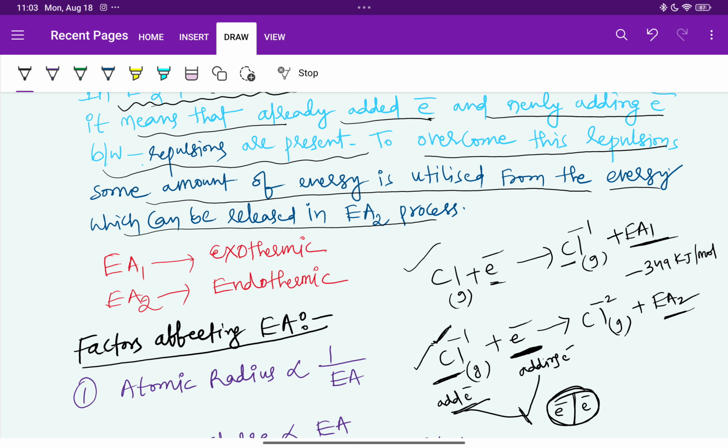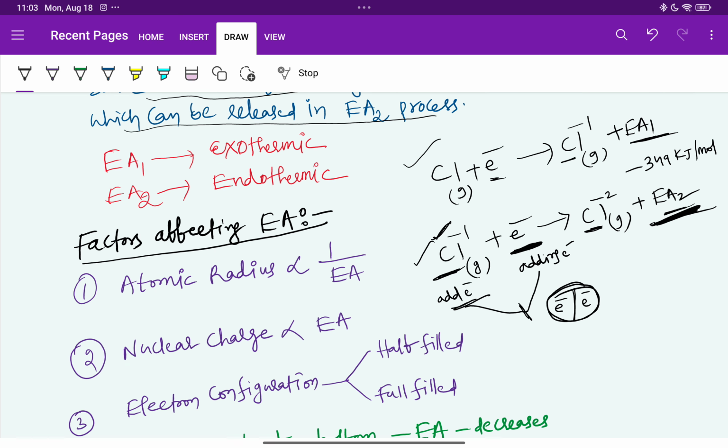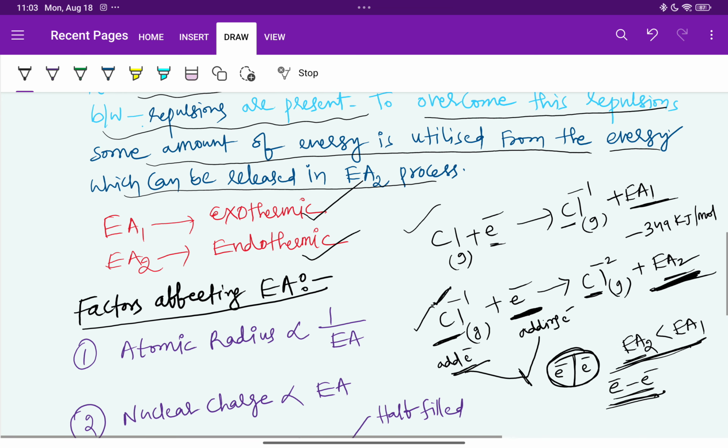Then only Cl minus 1 will become Cl minus 2. That is why EA2 is always endothermic. So always remember, children: why is EA2 lesser than EA1? You need to answer in a single sentence. That is, in the EA2 process, electron repulsions are present. To overcome these repulsions, you need to supply energy. So EA2 is endothermic, EA1 is exothermic.